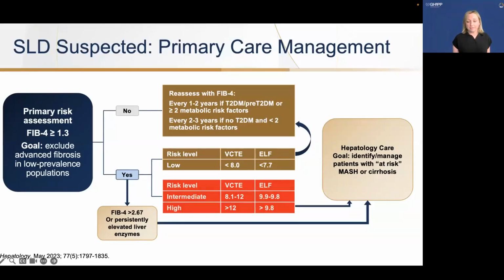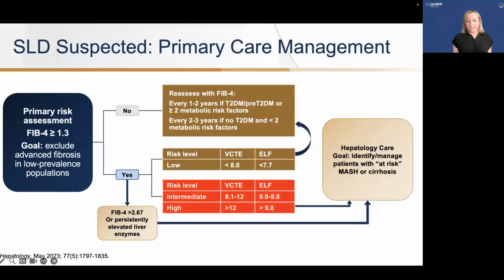and then to reassess the FIB-4 on either an annual basis if they have type 2 diabetes or more than 2 metabolic risk factors, or every 2 to 3 years if they have no diabetes and really only 1 or 0 metabolic risk factors. And then for patients that have a higher than 1.3 FIB-4 score, but less than 2.67, they fall into this indeterminate range. And so the FIB-4 is not great at assessing whether they have mild fibrosis or moderate fibrosis. And so we recommend the next step in primary care to do a non-invasive assessment of fibrosis.